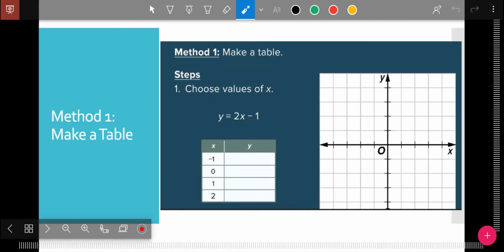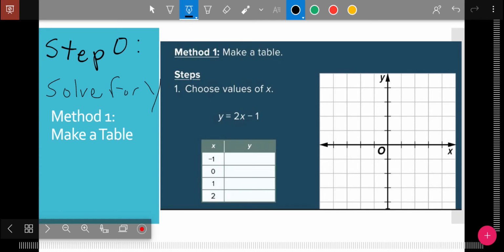The first method is to make a table. Then the book jumps right in saying that once you make a table, you choose values of x. And I want to stop you right there and say that I want to call it step 0. My step 0 would be to solve for y. And if you're really good at graphing, you are asking, why are we making a table? I understand it completely, and so we're not going to assign very many of these, but if you're one of the students who struggles with graphing, then this is always a good review of where it comes from and how inputs and outputs are derived.